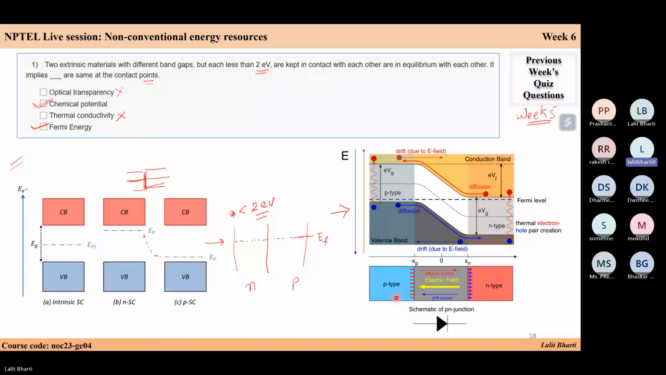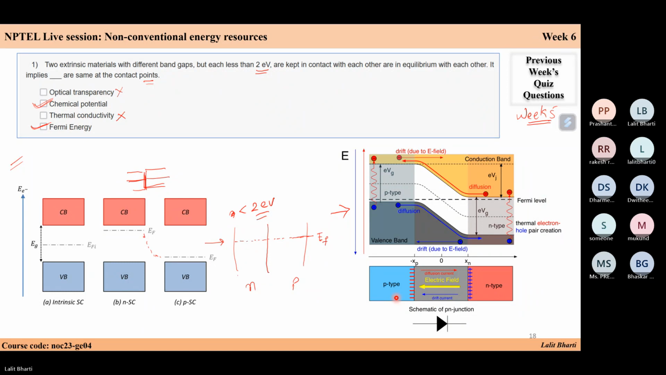Then again, okay, so we have now finished this part, and these questions are from week 5. These were in your main assignments, which are graded, and I have taken these questions from there.